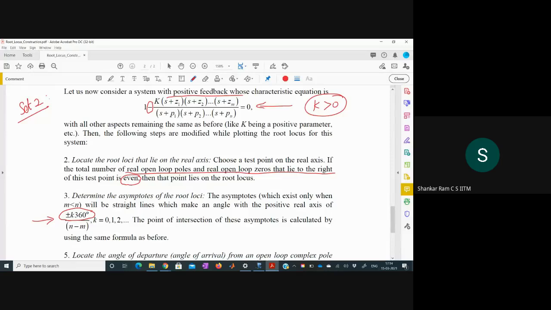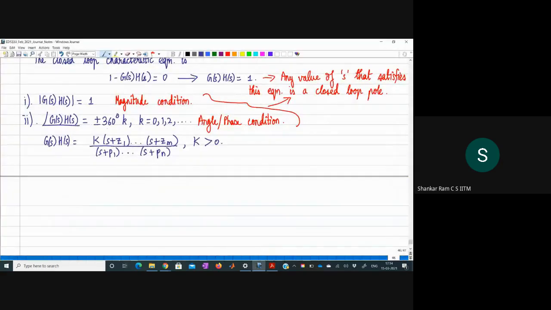Anyway, we are going to rework the same example with positive feedback, and we shall see what changes come about. So let's do the same exercise, where the open loop transfer function was G(s)H(s) equals K divided by (s squared plus 4s), K greater than 0.